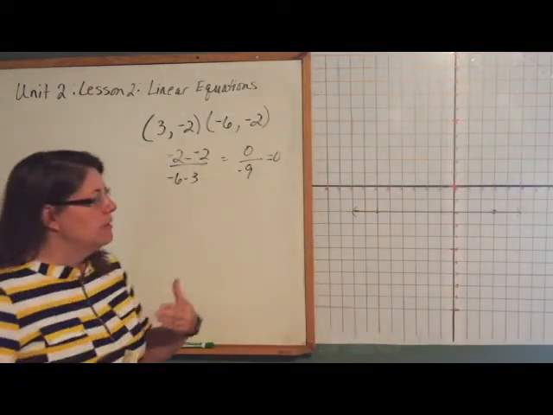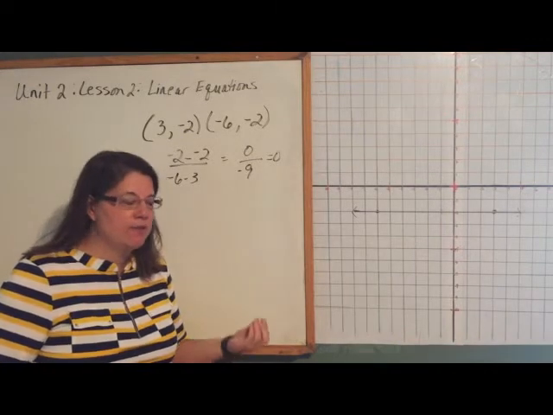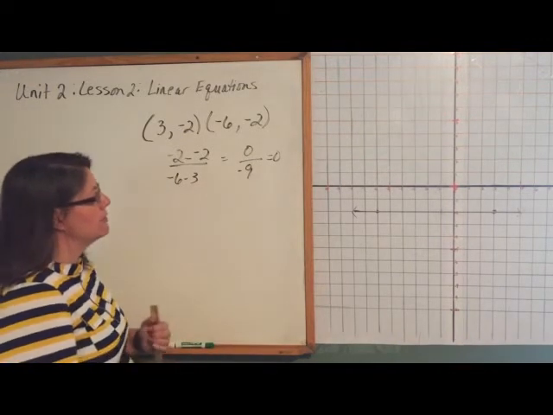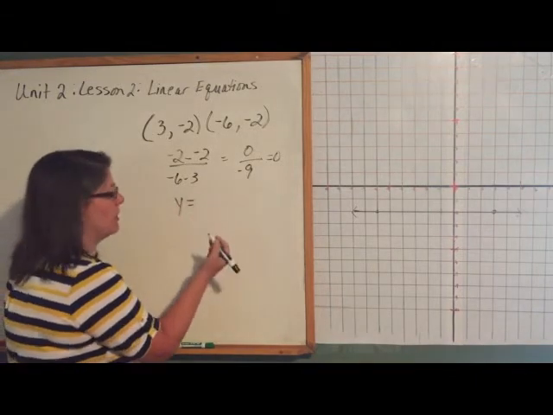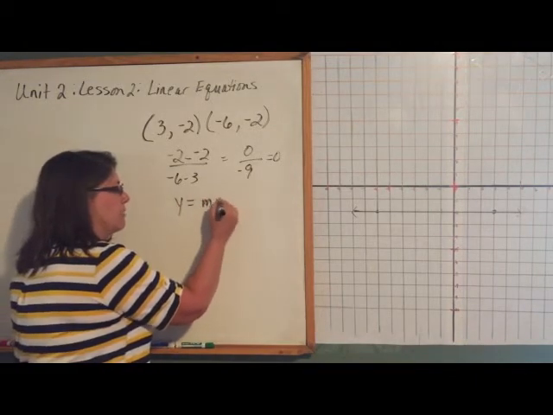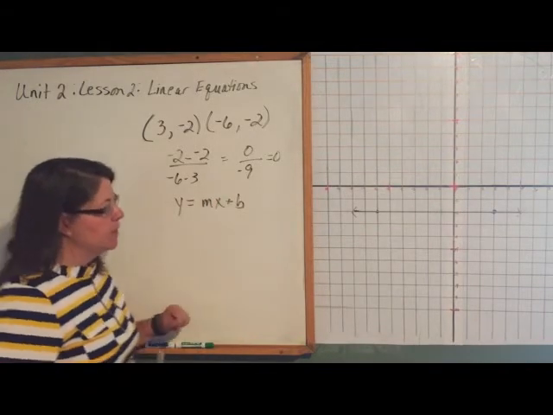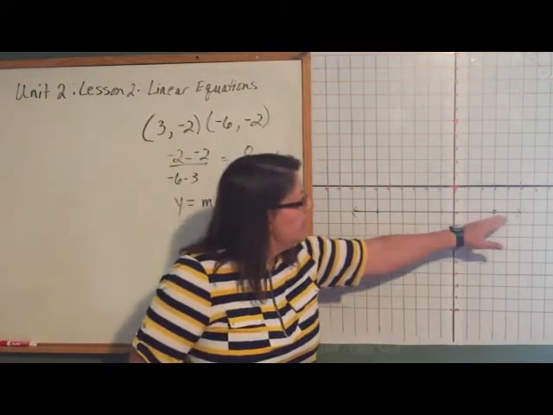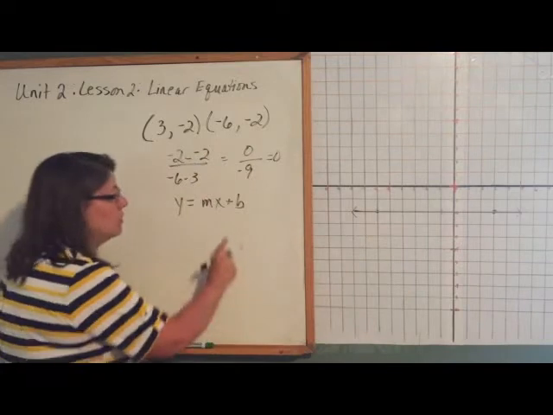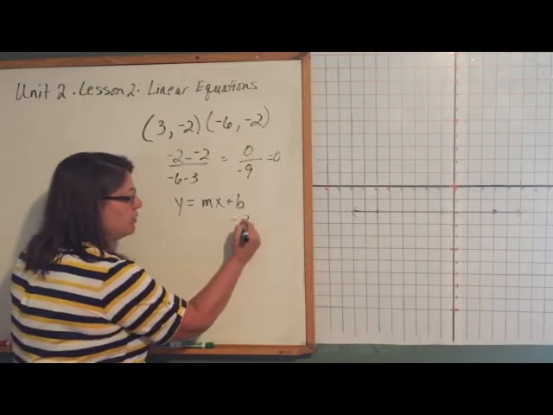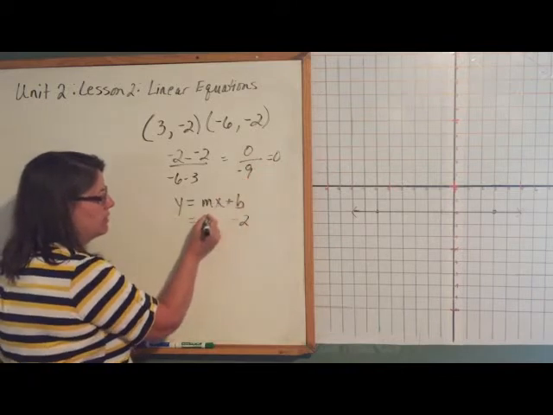So now, how are we going to express the equation for that horizontal line? Because this is very important that you understand this. If we're trying to talk about slope-intercept form, y equals mx plus b, well, if you think about that, that horizontal line crosses the y-axis at -2. So b would be -2. Our slope is 0, we said.